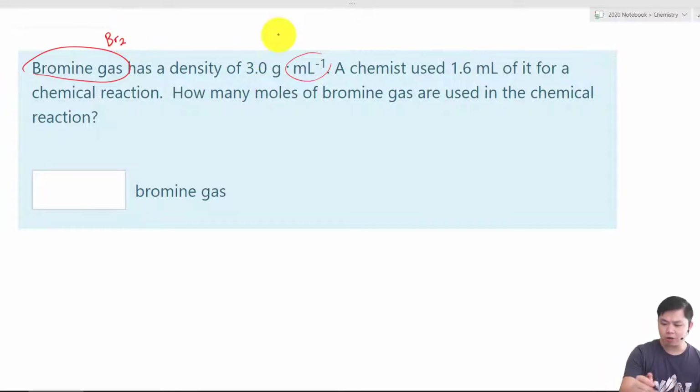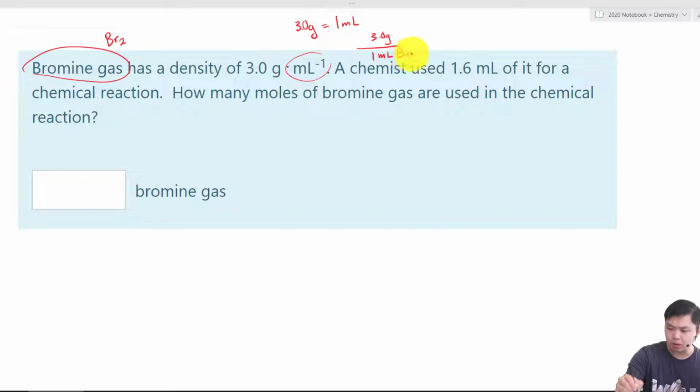And then they trick you again by putting this like that, right? You have to realize this is a conversion factor. Grams equal to 1 milliliter. Or if you just want to write it as a fraction, this way is fine. We have 3.0 grams over 1 milliliter. And this specifically is bromine gas. Okay, so keep that in mind.